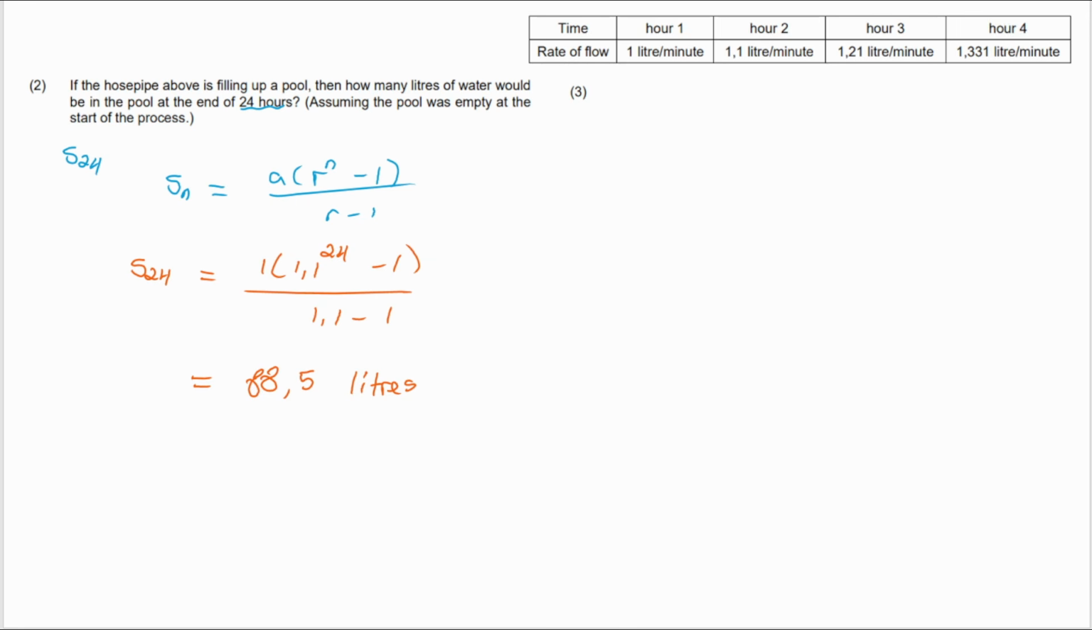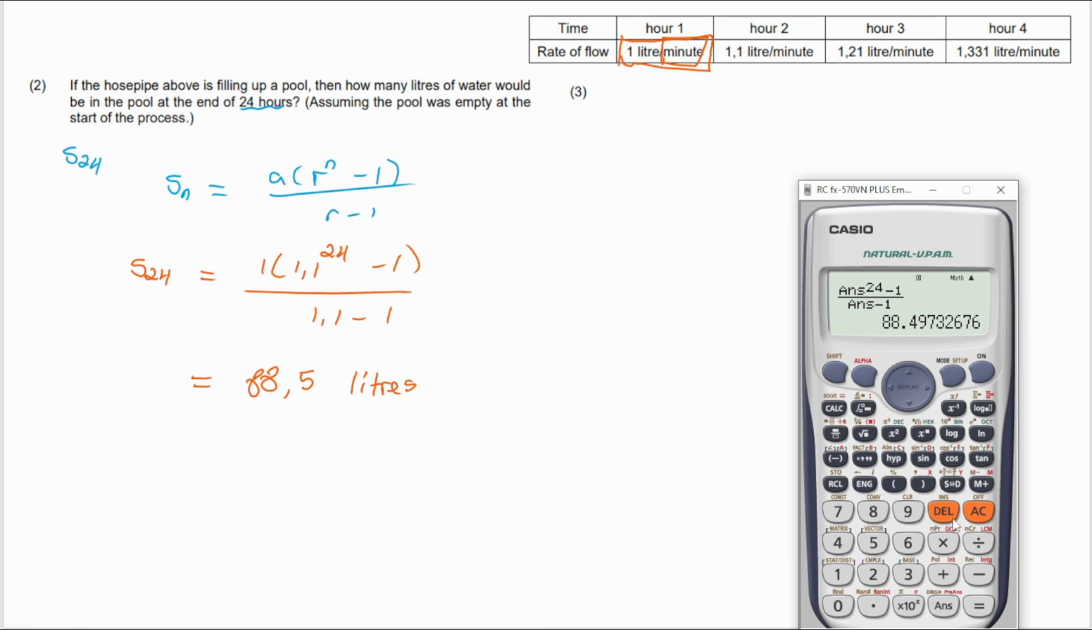Okay, but we need to be careful here, because the rate of flow is 1 liter per minute. The key here is per minute. So what we actually have to do is times this by 60. What we got in the calculator, we need to times by 60, and this is actually our answer.